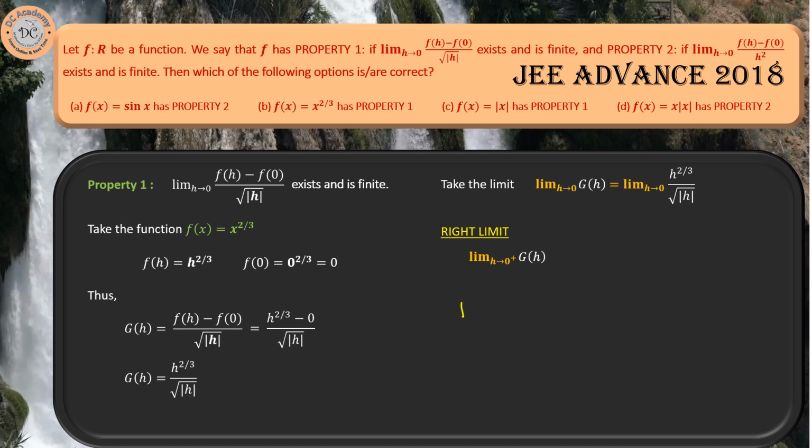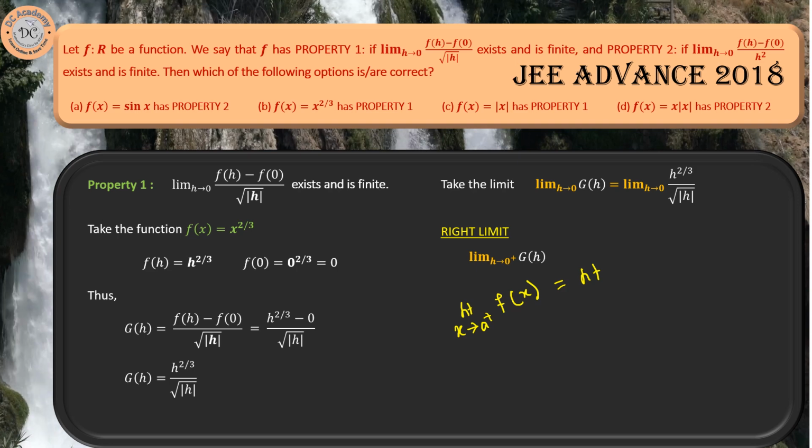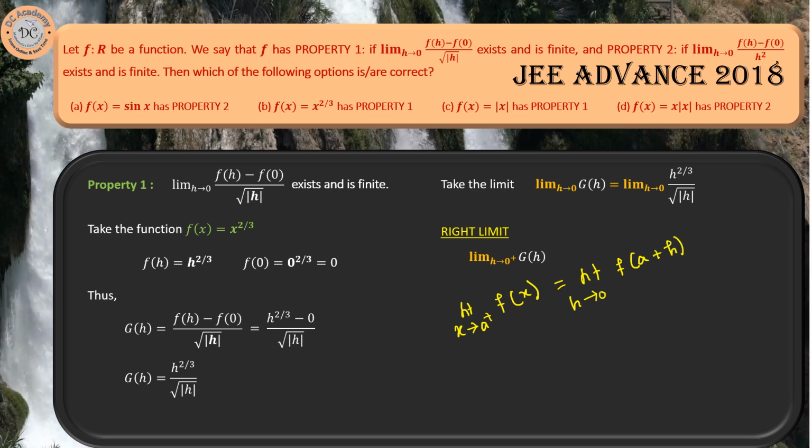So we know that limit x tends to a plus of f(x) will be equal to limit h tends to 0 of f(a plus h). So this is the concept or definition of calculating the right limit. So here we notice that h tends to 0 plus. So here basically h is equal to x.